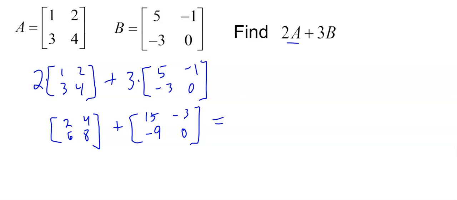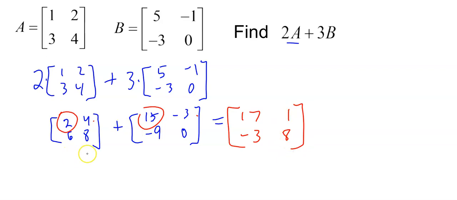Now we're going to add up the different spots, like the top left and the top left. In the resulting matrix, 2 plus 15 is 17. The top right is 4 and -3, so that would be 1. 6 and -9 is -3. And 8 plus 0 is 8. And so again, we added a 2 by 2 plus a 2 by 2.